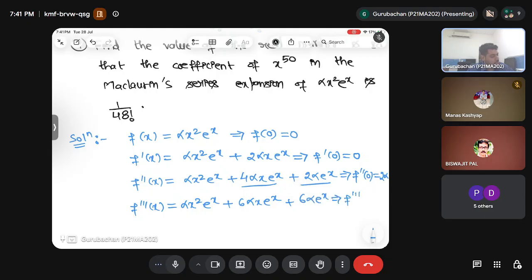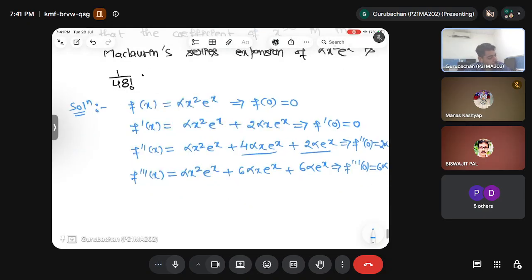Then again f triple dash 0 will be 6 alpha, correct? So here if you observe, or you can do one more derivative, then you will be able to see what the sequence is depending on n. So this will be 8 alpha x e to the power x plus from here 12 alpha e to the power x. So the fourth derivative of f at 0 is 12 alpha.